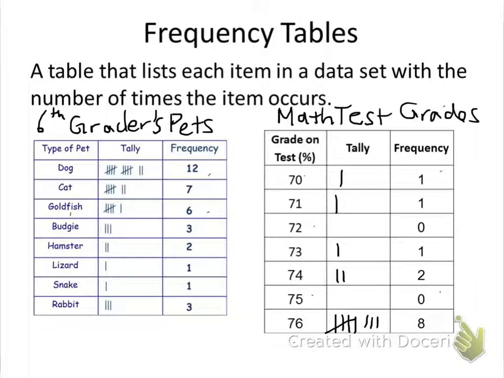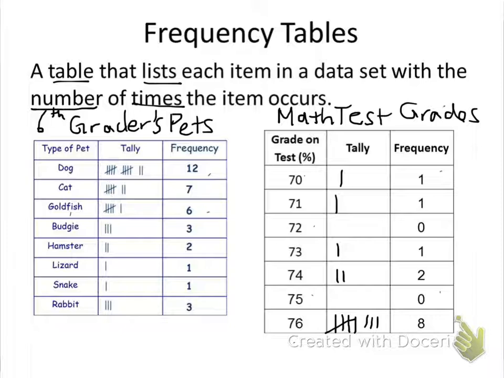To start, we're going to talk about frequency tables. You need to fill in this definition of frequency tables on your guided note. A frequency table is a table that lists each item in a data set with the number of times the item occurs.